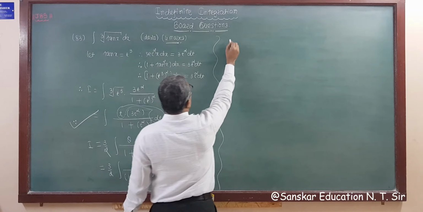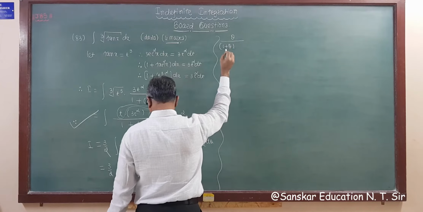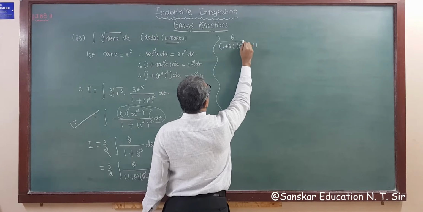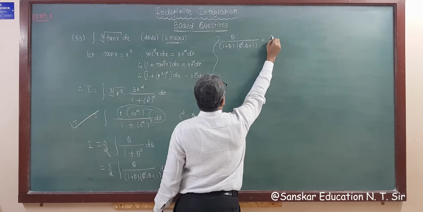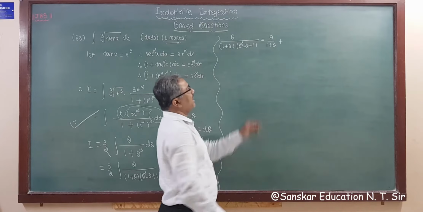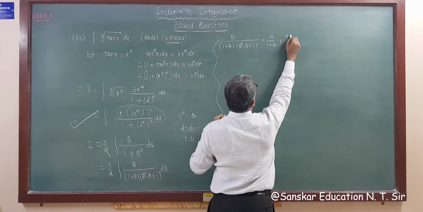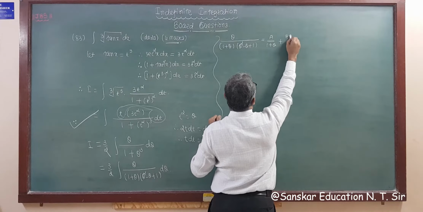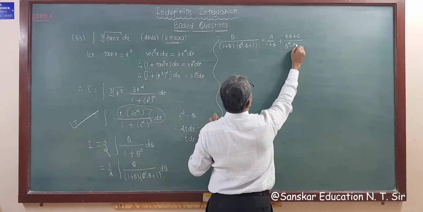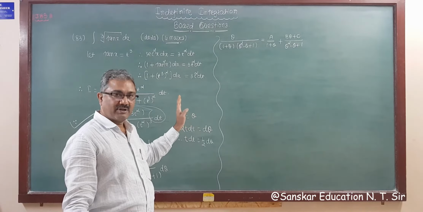Theta upon 1 plus theta into theta square minus theta plus 1 is equal to a upon 1 plus theta and plus, quadratic always expressed in bx plus c form. So I am writing b theta plus c upon theta square minus theta plus 1, right? You know this, right?